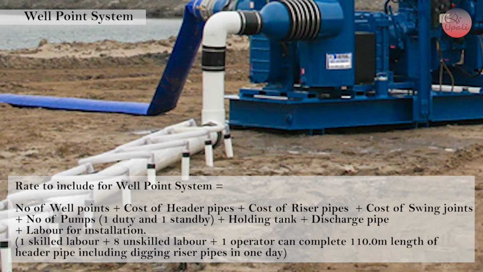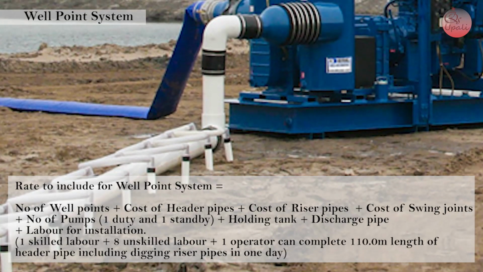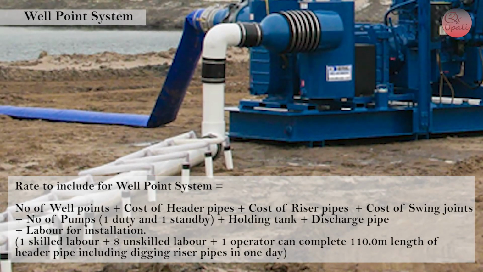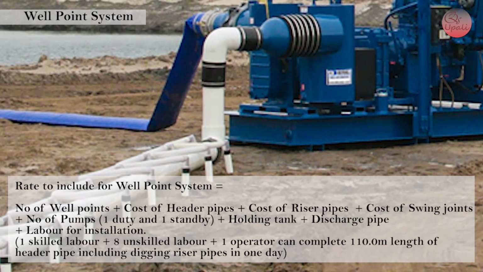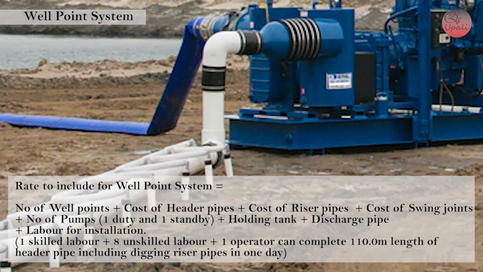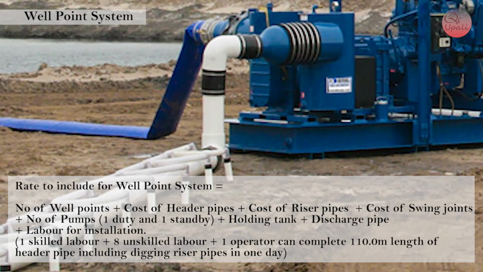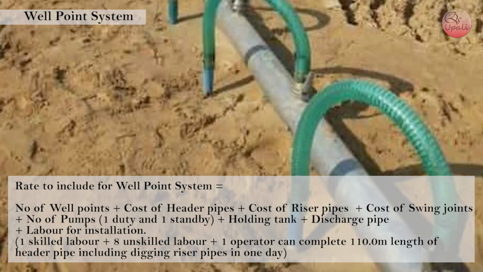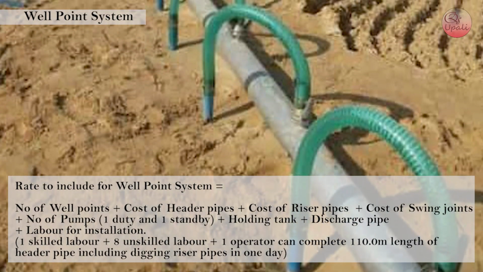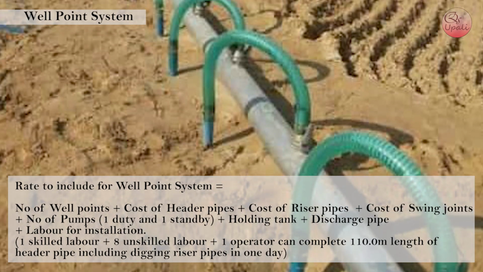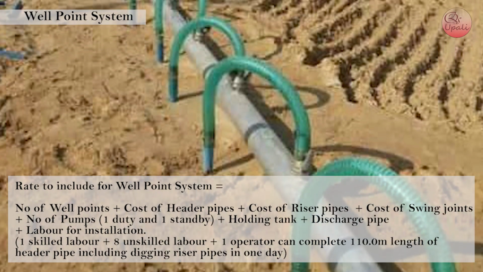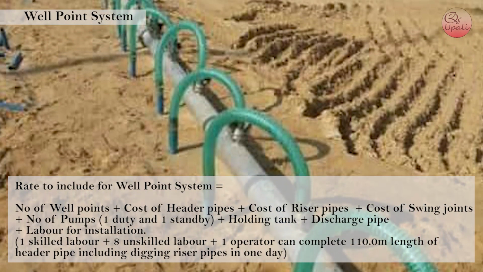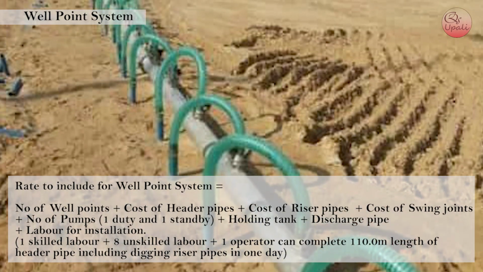Rate to include for well point system equals number of well points plus cost of header pipes plus cost of riser pipes plus cost of swing joints plus number of pumps, one duty and one standby, plus holding tank plus discharge pipe plus labor for installation. One skilled labor plus 8 unskilled labor plus 1 operator can complete 110 meter length of header pipe including digging riser pipes in 1 day.